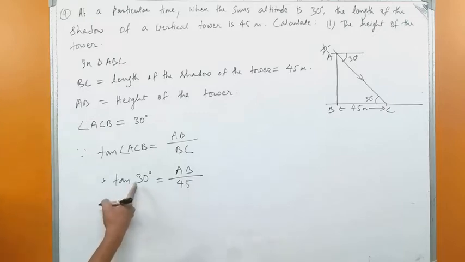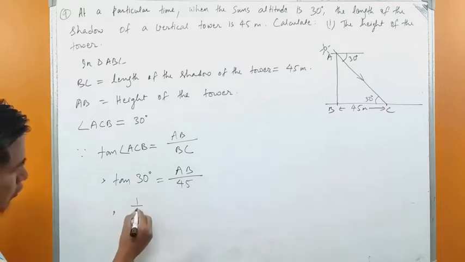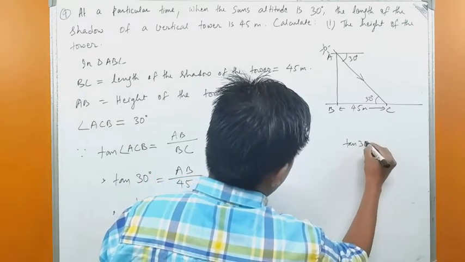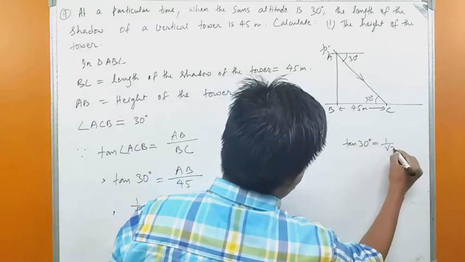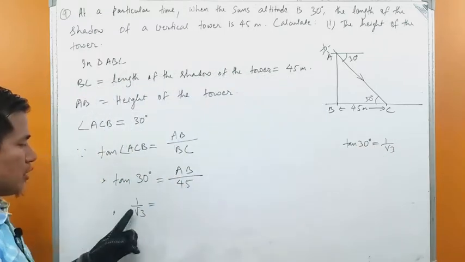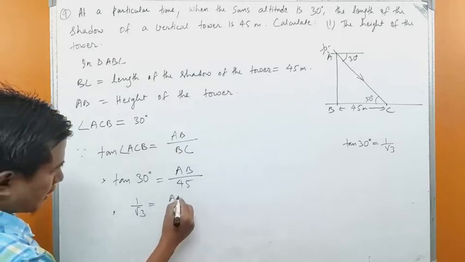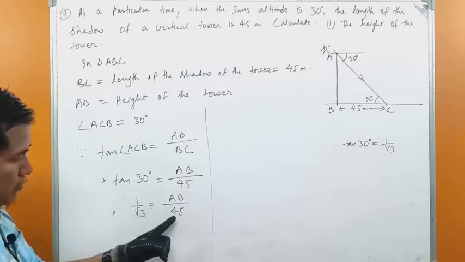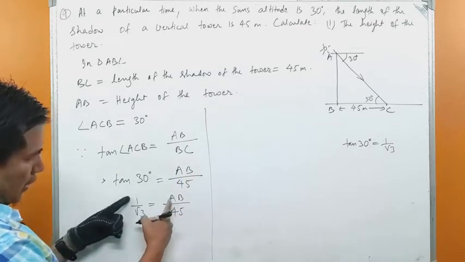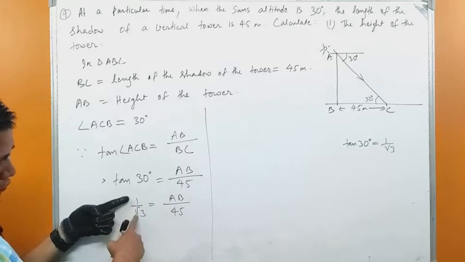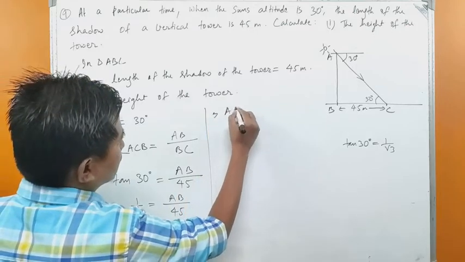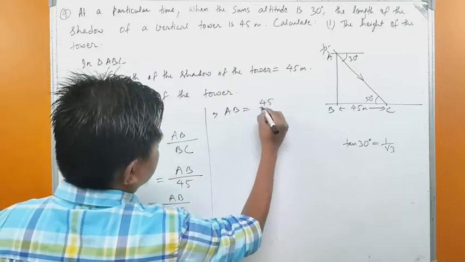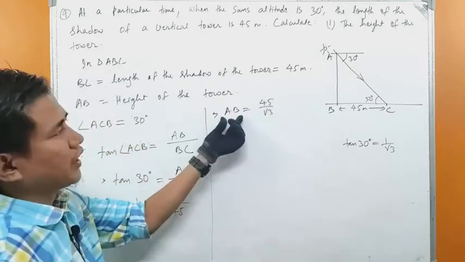And what is tan 30? The value of tan 30 degree is equal to 1 upon root 3. Tan 30 means 1 upon root 3, equals AB by 45, isn't it? So by cross multiplication, AB equals 45 into 1, that is 45 upon root 3. So this is the height of the tower.